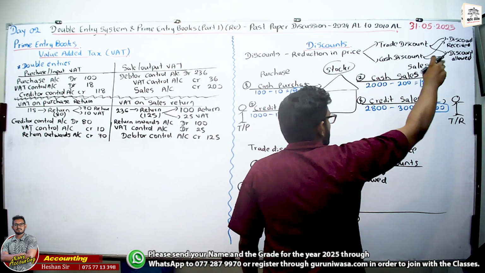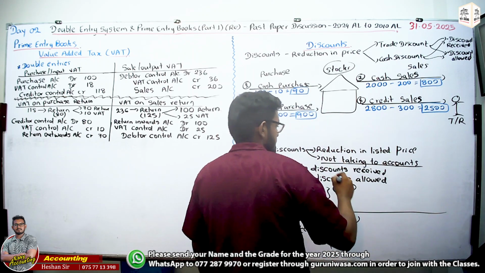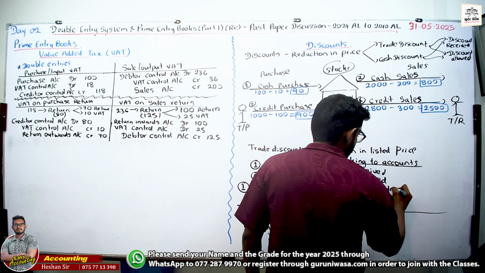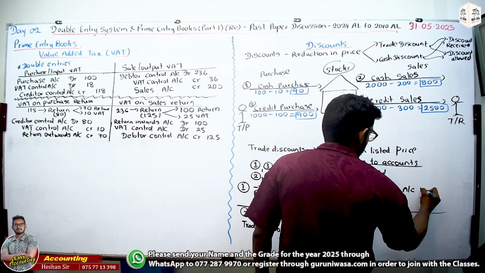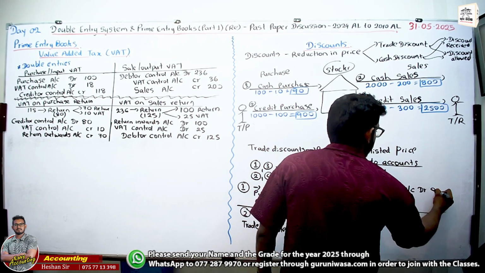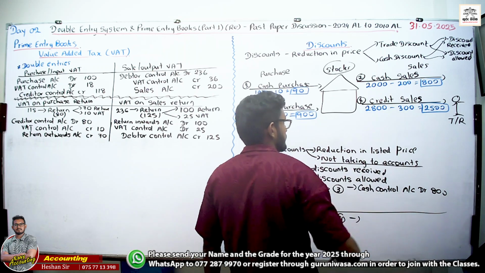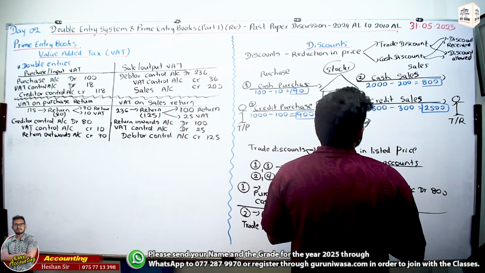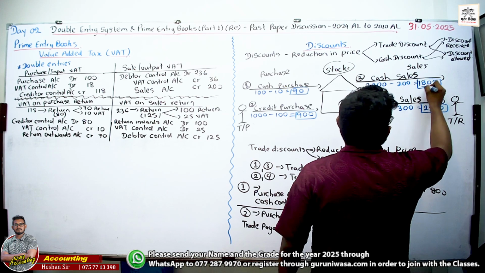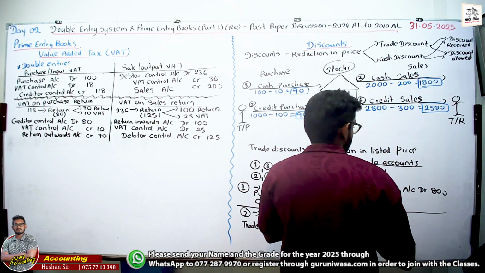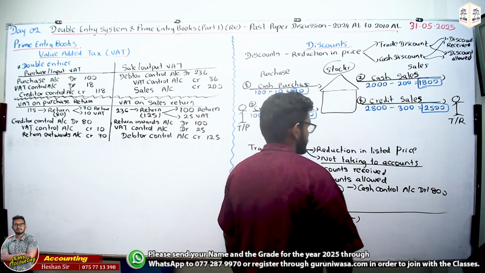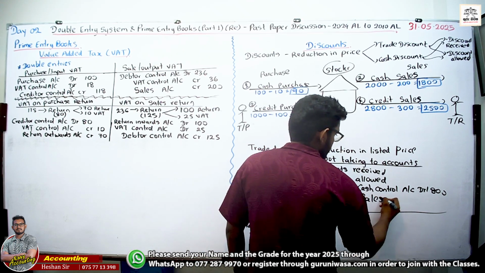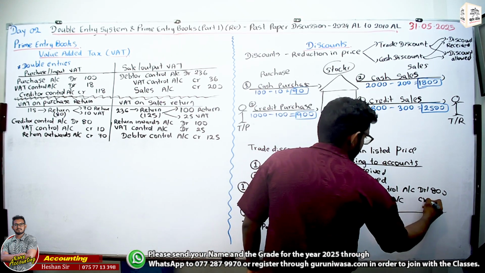When we sell goods on cash basis, cash control account debit 800 after-discount amount. This is 1800. Sales account credit 1800.